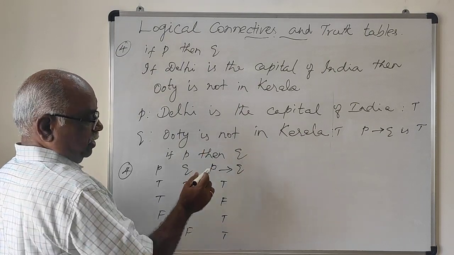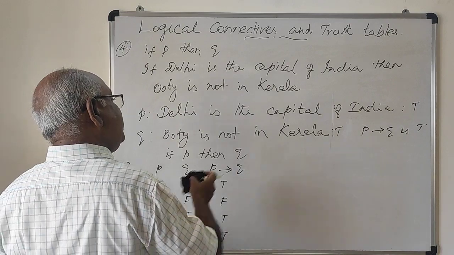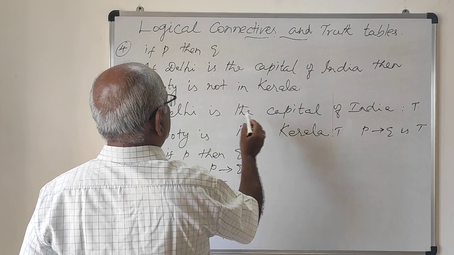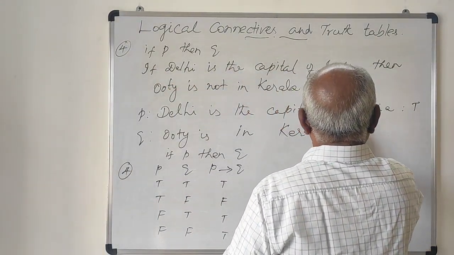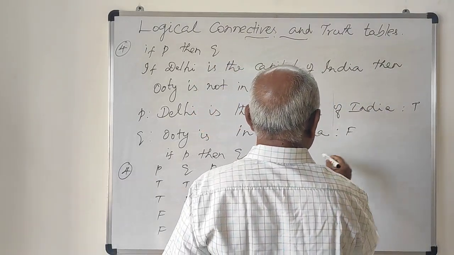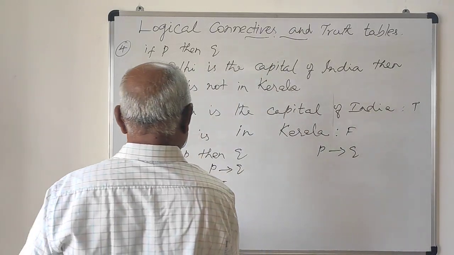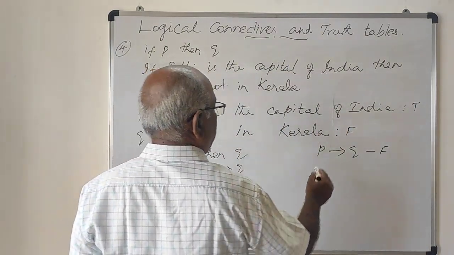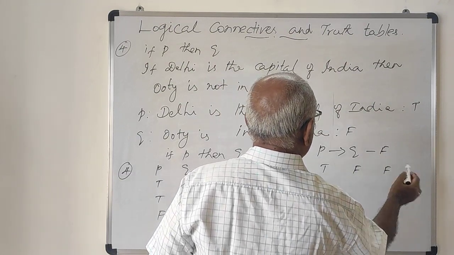Now consider a single conditional statement where the first statement is true and the second statement is false. For example, suppose Ooty is in Kerala. In this case, Delhi is the capital of India is true. Ooty is in Kerala is false. So in this case, P tends to Q is T tends to F. The total is false, because this is true and this is false. Therefore, P tends to Q is false.